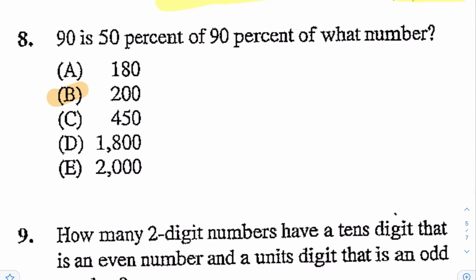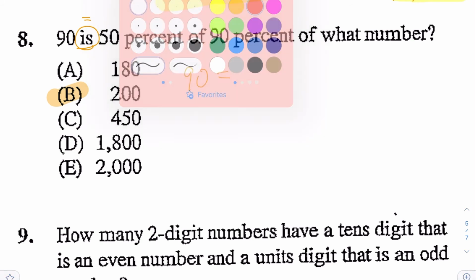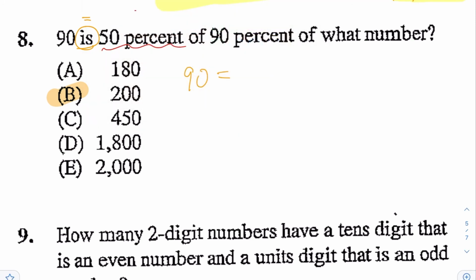Next for question number 8, 90 is 50% of 90% of what number? So here you have to turn the word sentence to a number sentence. So "is" means equals to. So you have 90 is equal to. The next part, 50% means 50 percent, or 50 over 100, which is just equal to 1/2.